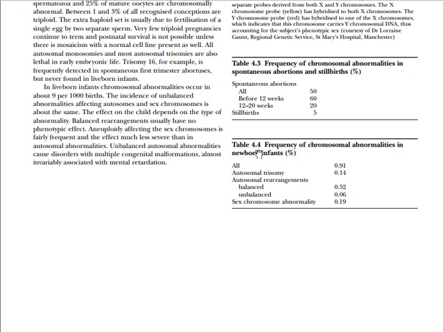Now, the frequency of chromosomal abnormality in newborn infants. Of all newborn infants, only 0.91% have one. Autosomal trisomies constitute only 0.14%. Most of them are autosomal rearrangements, like balanced translocation at 0.5%. Unbalanced is less, and sex chromosomal abnormality is less. So the two major things in newborns are balanced translocations and autosomal trisomies.